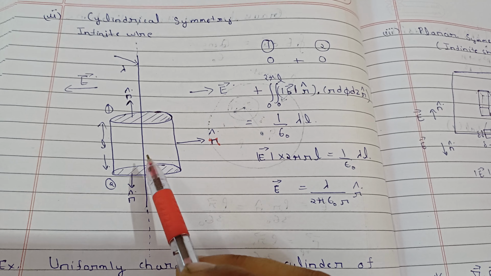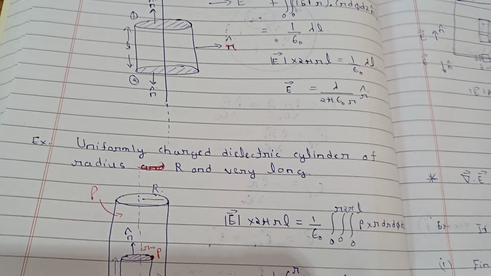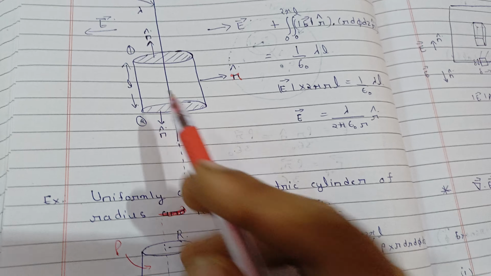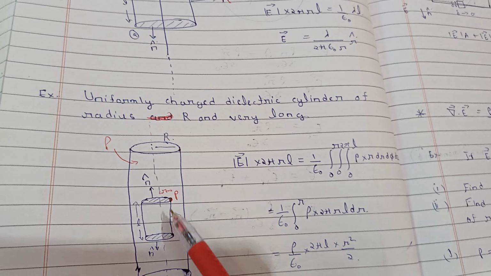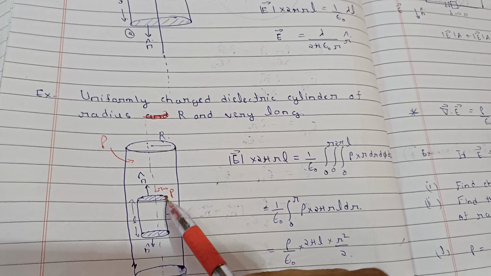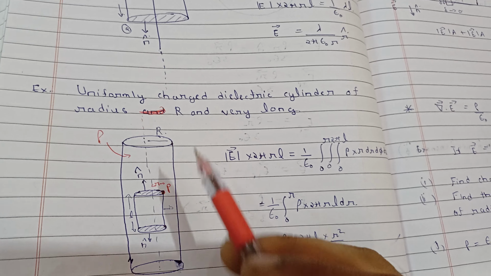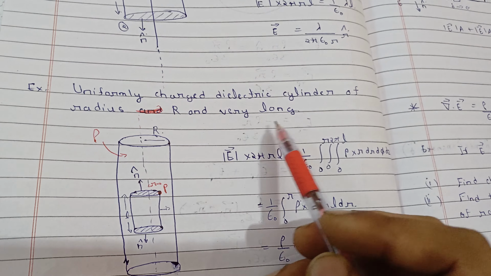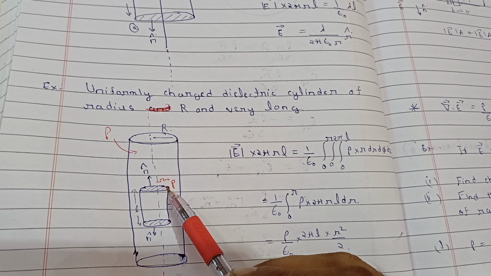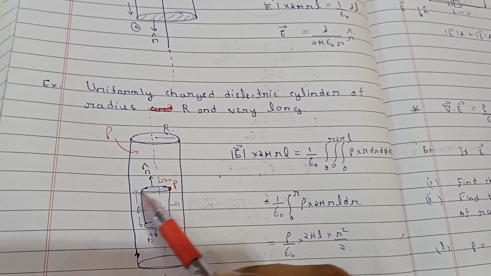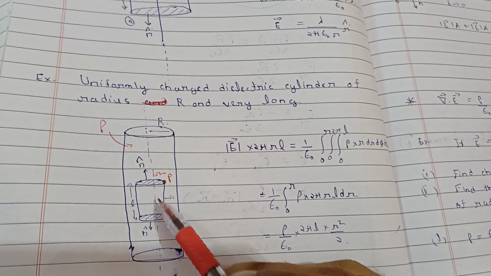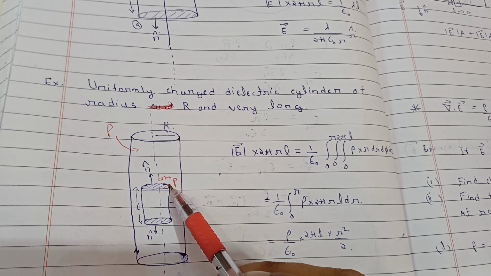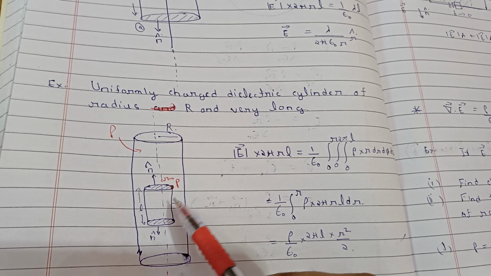If we assume this is a dielectric cylinder with uniform density rho, then how can we find the field inside? Let's say we need to find it at this point P, and this is an infinite long, uniform charged dielectric cylinder of radius r, and it is very long. So we need to find the electric field at this point. So we will make a cylinder at this point. Now how can we find it? The electric field will be the same for any point on the surface.